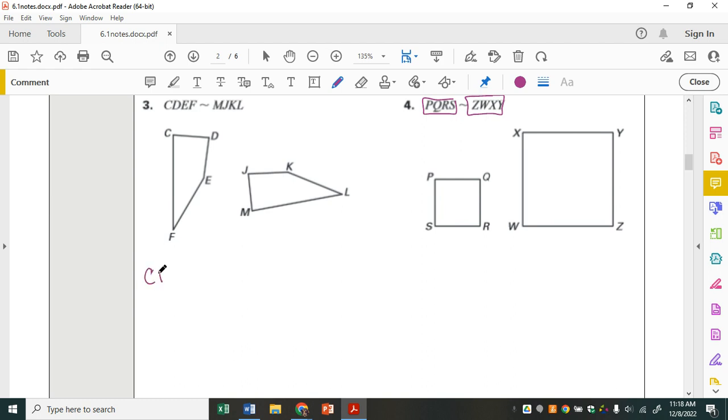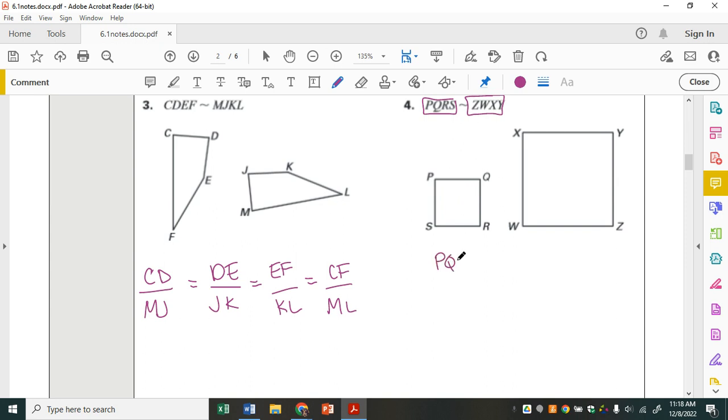Okay, so on number 3, side CD corresponds to side MJ. Side DE corresponds to JK. Side EF corresponds to KL, and side CF will correspond to side ML. Okay, so that is our first set of ratios here.